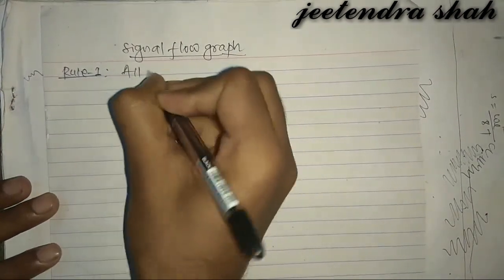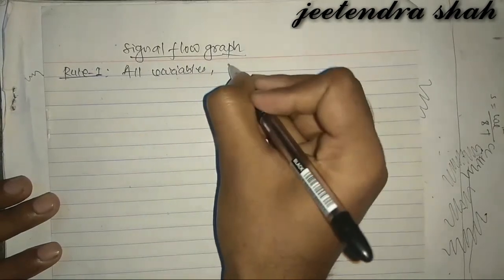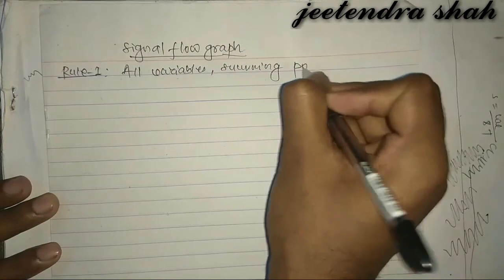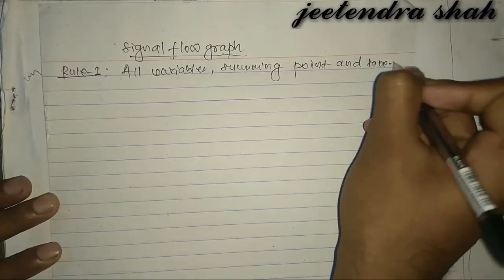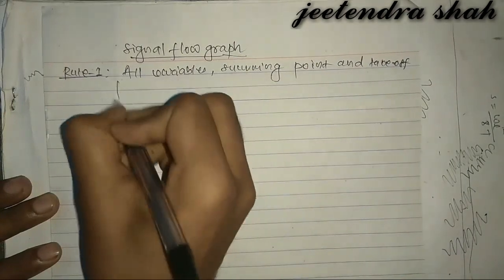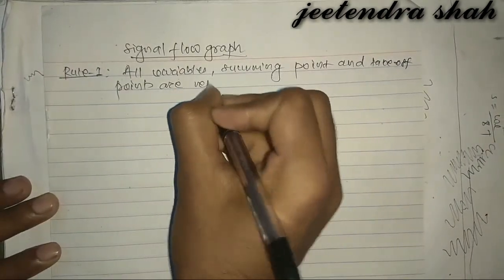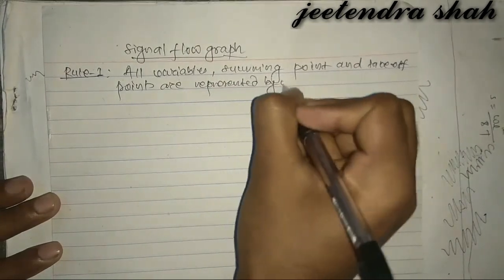Here all variables, summing points and takeoff points are represented by nodes.